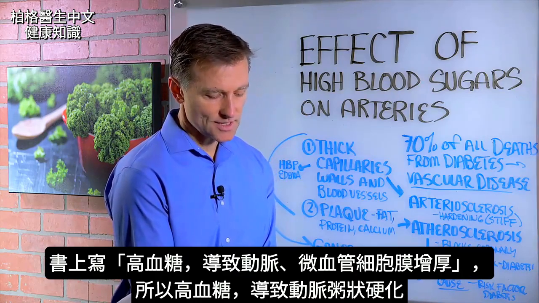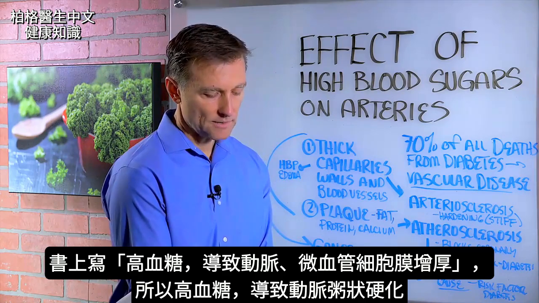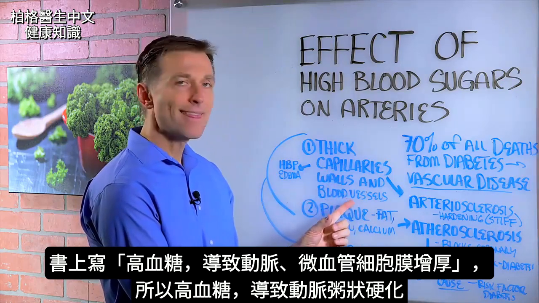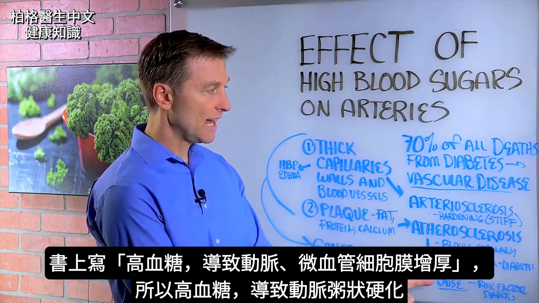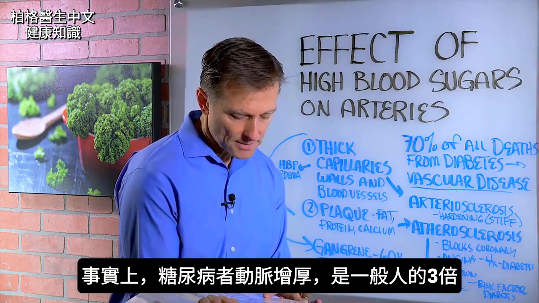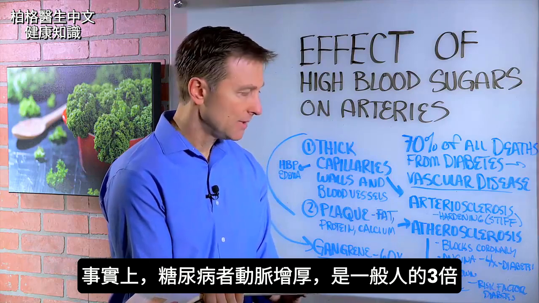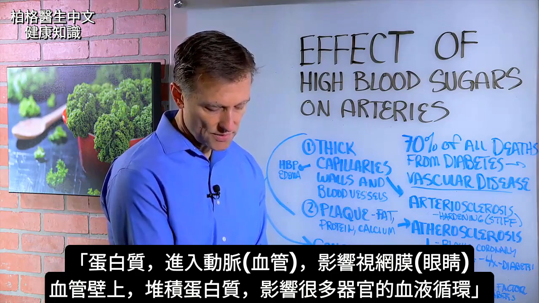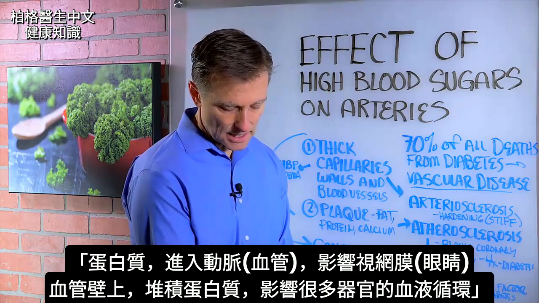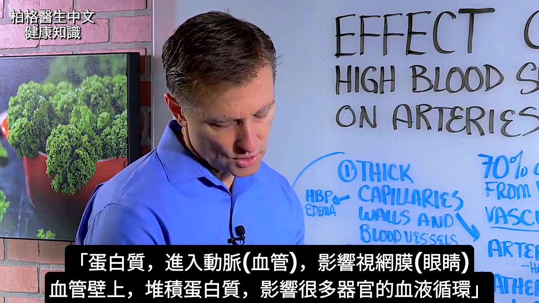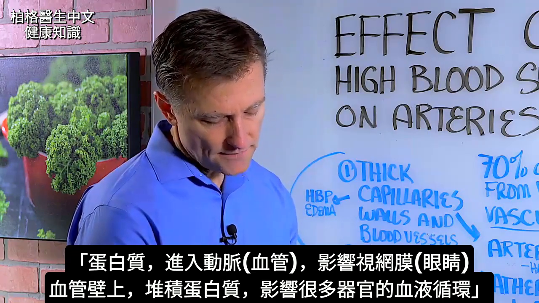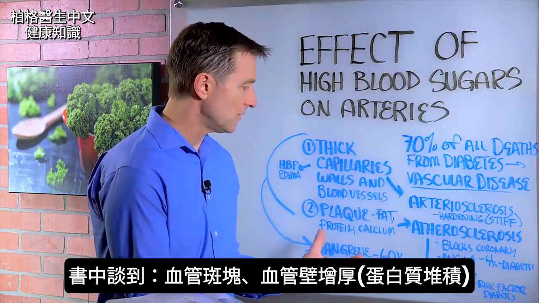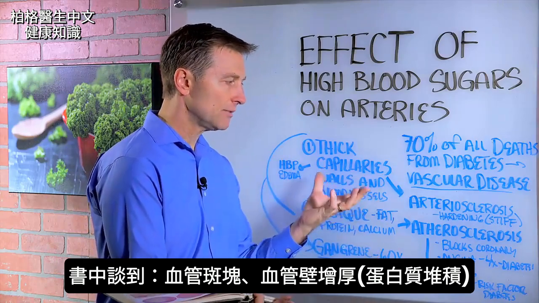Okay, so let's see what Frank Netter says about this. High blood glucose causes a thickening of the basement membrane of the capillaries of the arteries. So it basically makes the arteries and capillaries thicker, okay? So we do know now the relationship here. In fact, diabetics are 3 times more likely to have thicker arteries. It goes on to say that it dumps protein into the arteries, vascular changes of the retina, that's the eye, an accumulation of protein in the walls of the small blood vessels. It affects the microcirculation of many organs. So right here, it talks about the accumulation of plaquing and also the thickening of the walls.